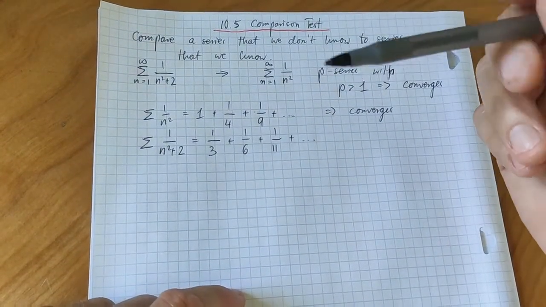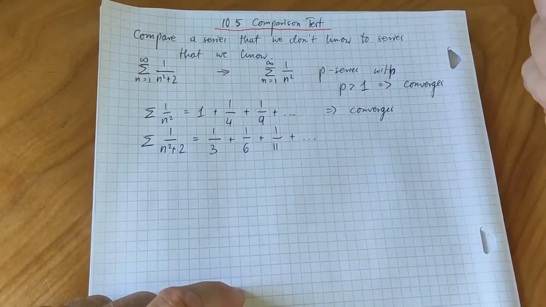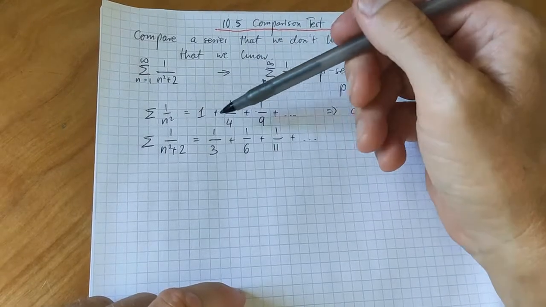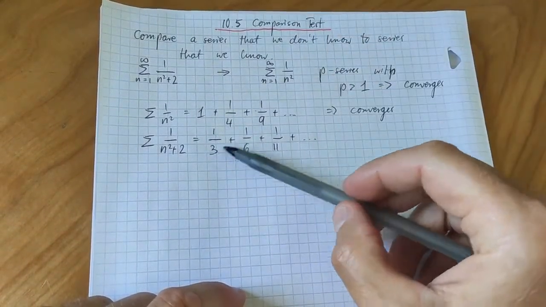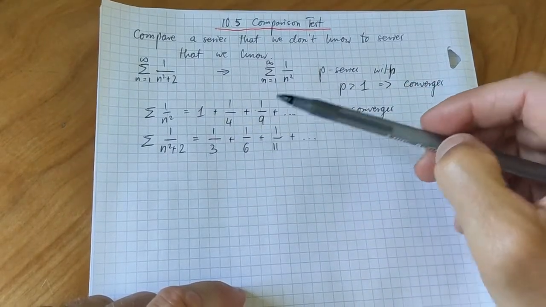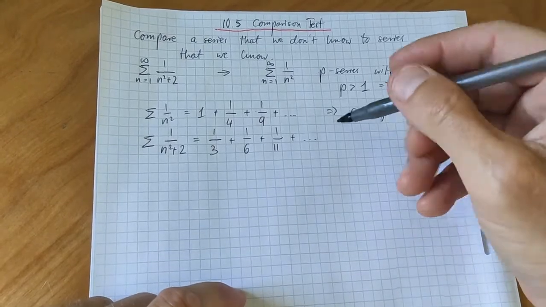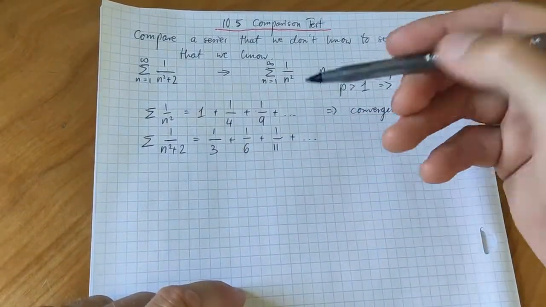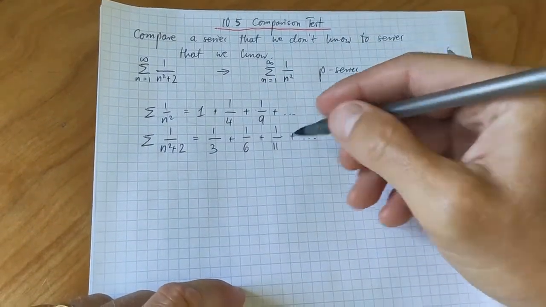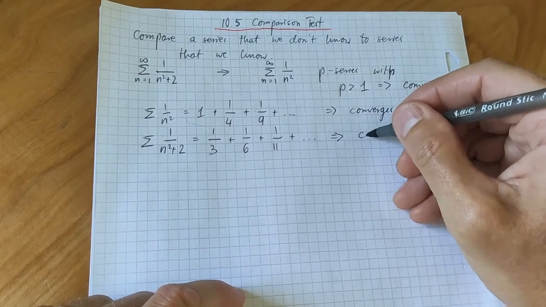Now we'll just look at these two series, and we can compare the terms. You can see that 1/3 is less than 1, 1/6 is less than 1/4, etc. So based on the fact that the terms of this series are less than the terms of that series, we'll conclude that this one also converges.